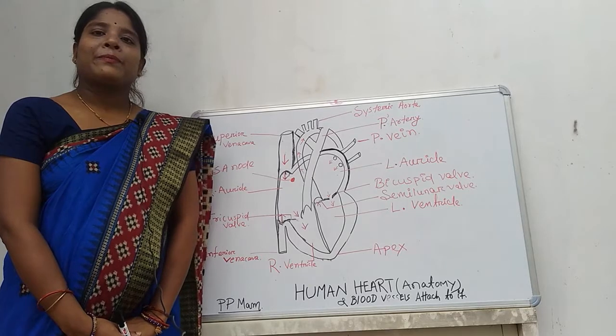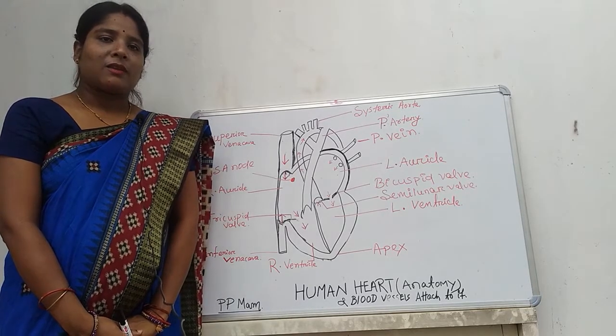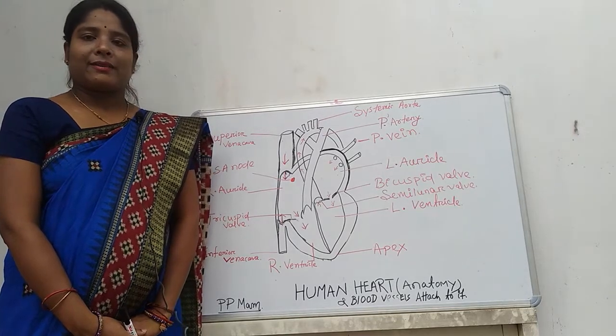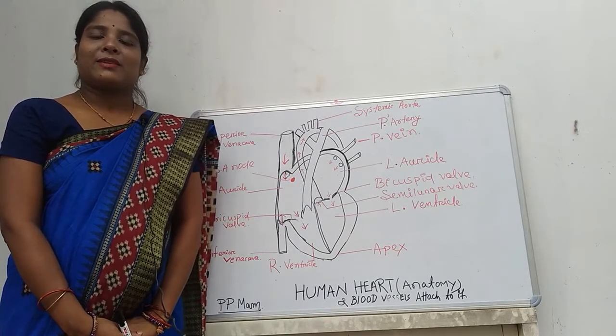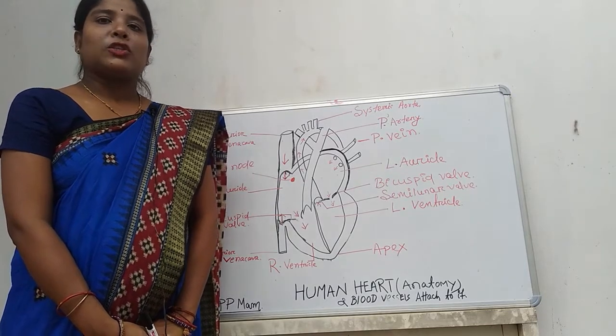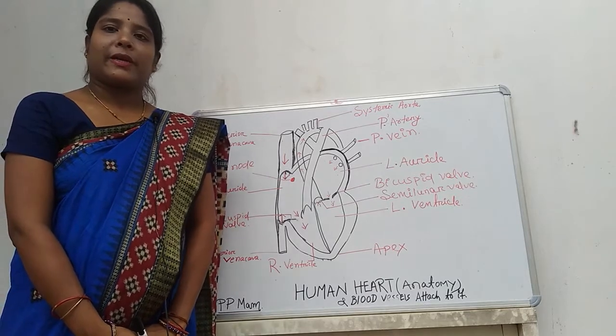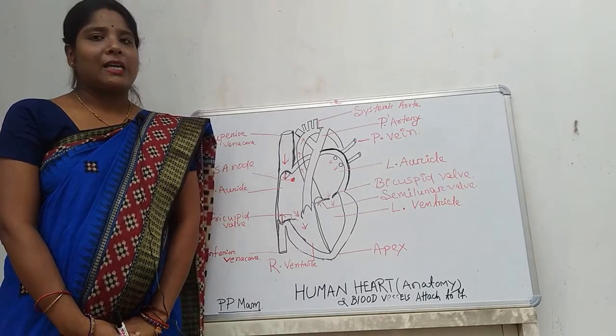I am here to teach you about the human heart. So, the human heart is called the central pumping organ, which functions to pump the blood to all parts of the body as well as to the lungs.